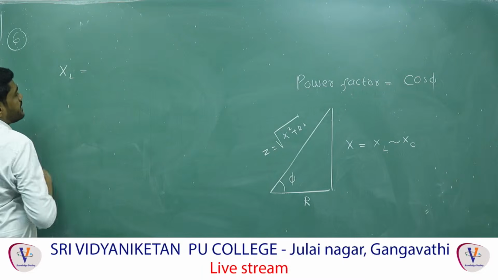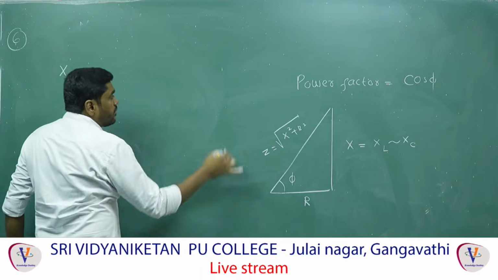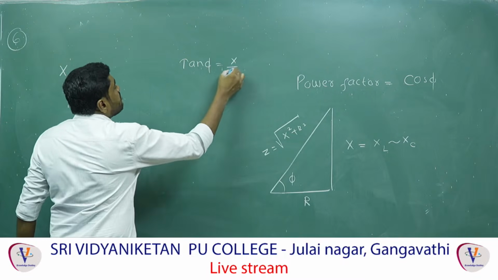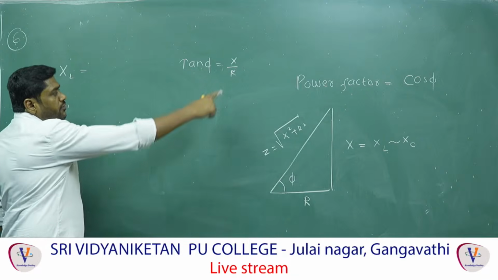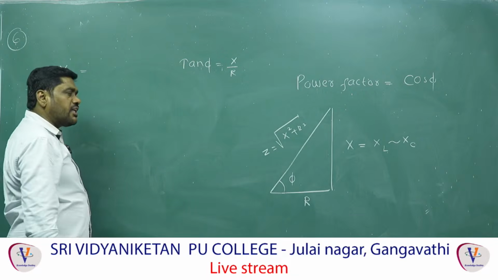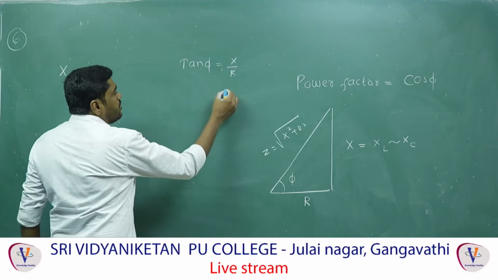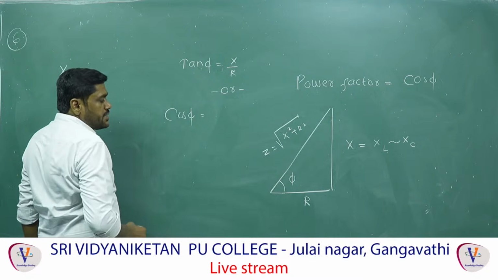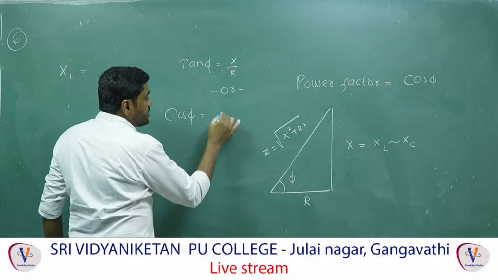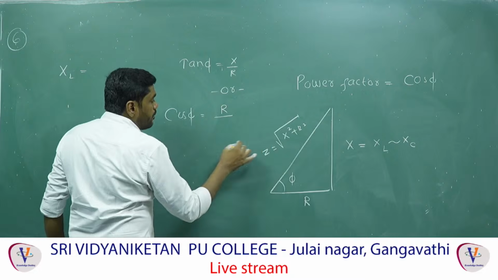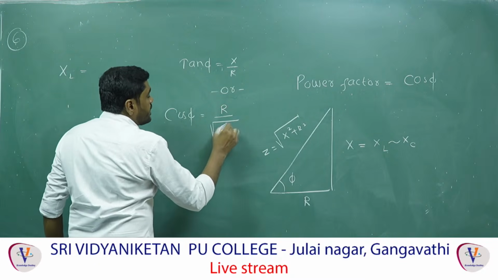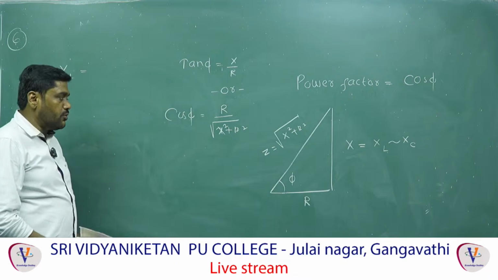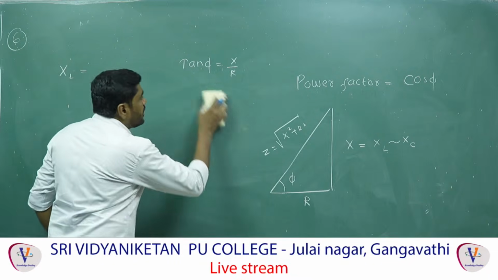How can you find out the phase difference now? Tan phi is equal to X by R. From this, we first find the phase difference. Otherwise, if you want to find it directly, cos phi is equal to the adjacent side R by the hypotenuse, under root of X square plus R square. Use this formula directly and you can get the answer. Otherwise, it is better to first find out the phase difference.